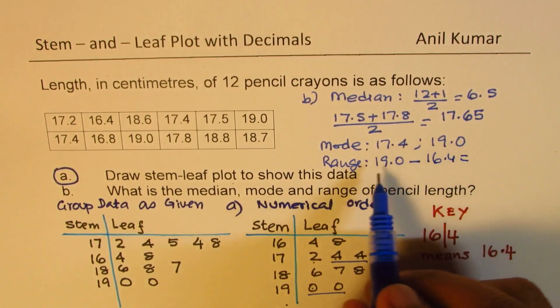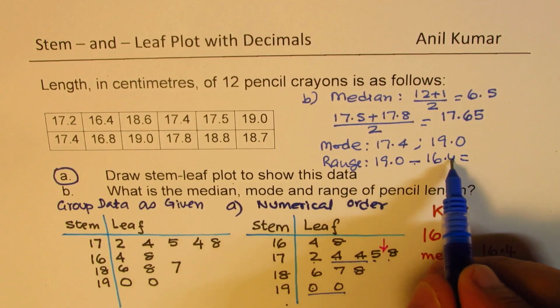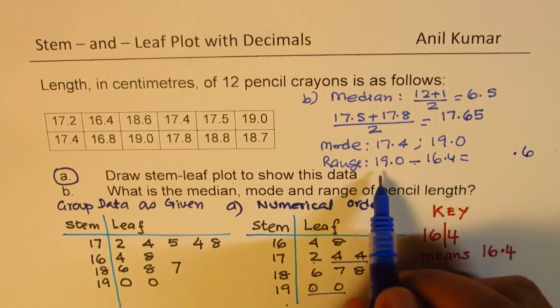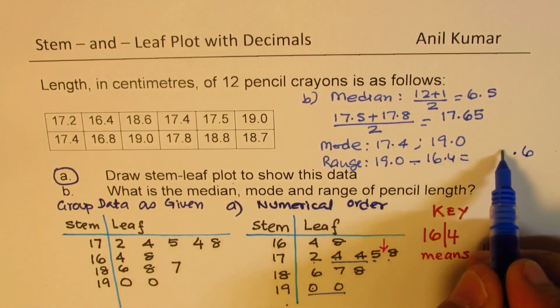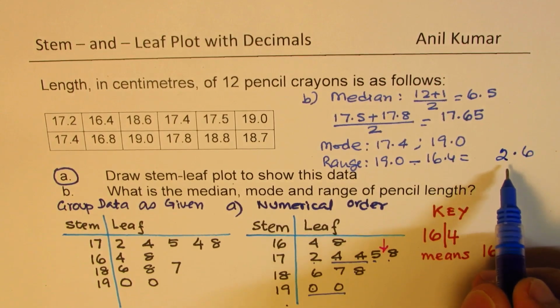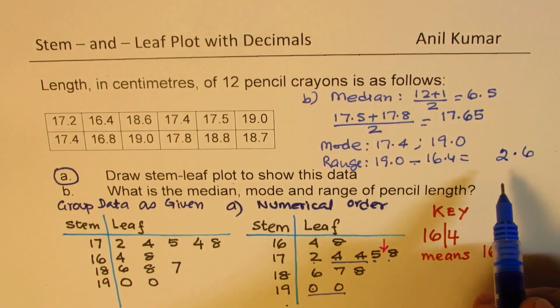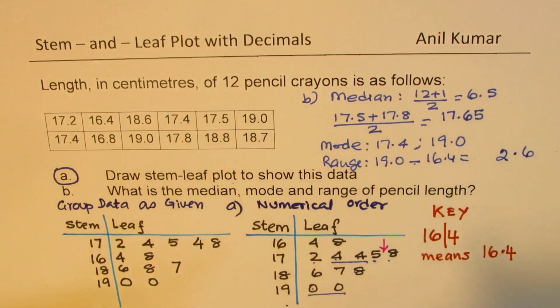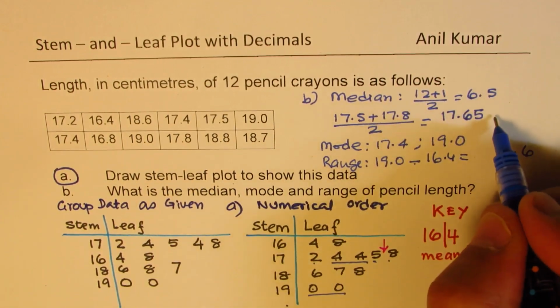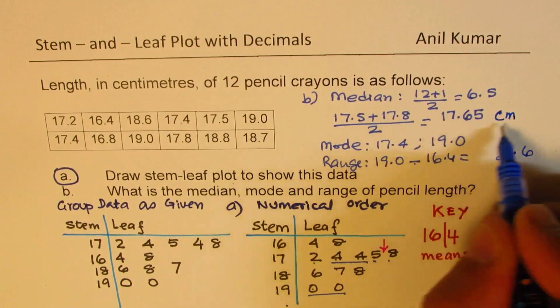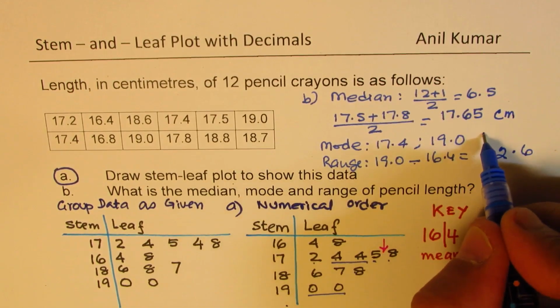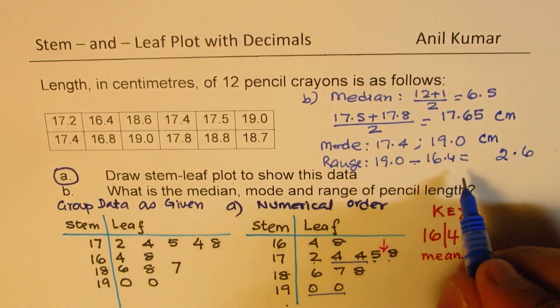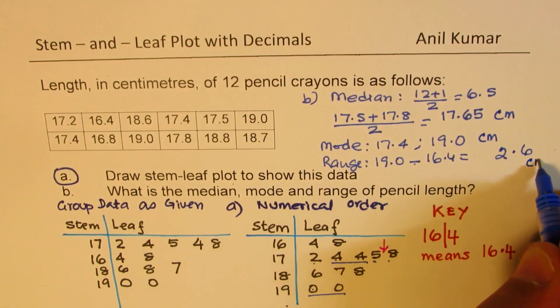So when you take the difference, borrowing 1 will give us 10 take away 4, which is 6. 8 take away 6 is 2. So the range here is 2.6, and the units here will be in centimeters, right? So these are all in centimeters. So we get median of 17.65 centimeters, mode of 19 centimeters, and range of 2.6 centimeters.